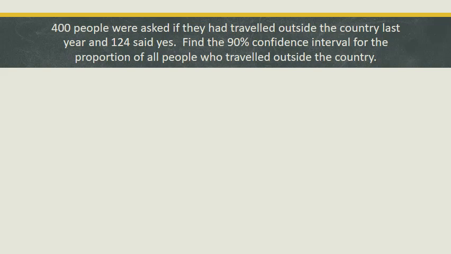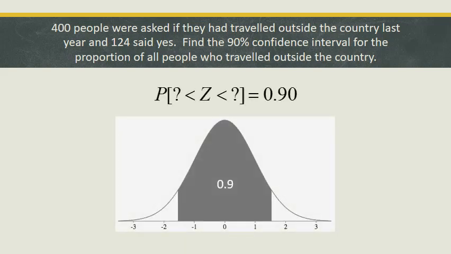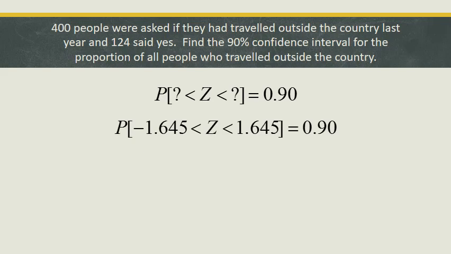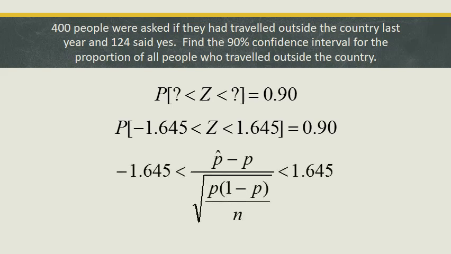We have a sample size of 400. Out of them, 124 said yes, and we're going to make the 90% confidence interval for P. We begin as usual by finding the middle 90% of the z distribution. We know that this lies between plus and minus 1.645. Now we replace z with our new formula for z and plug in p-hat, which is equal to 124 over 400, or 0.31.